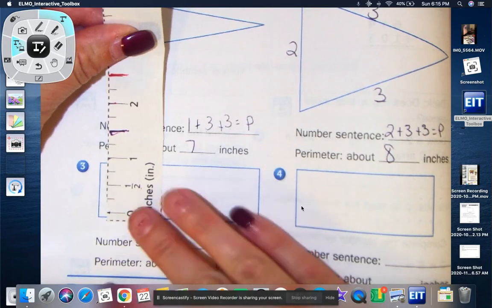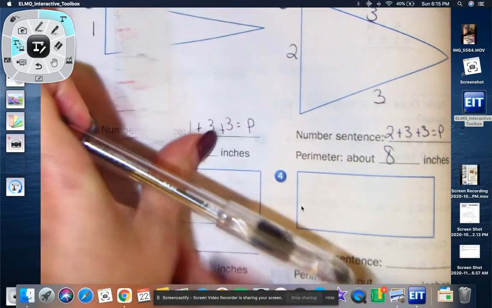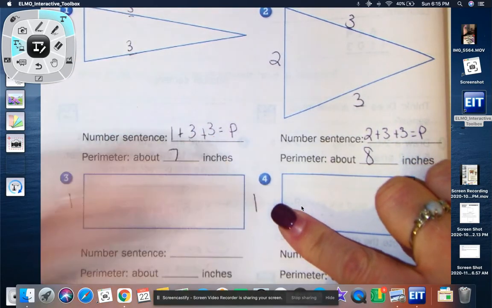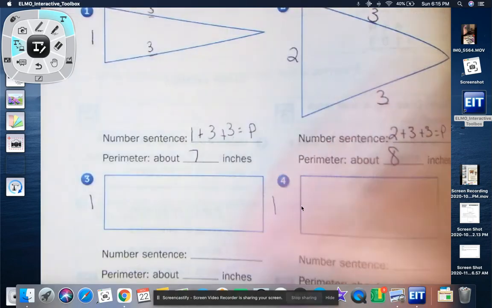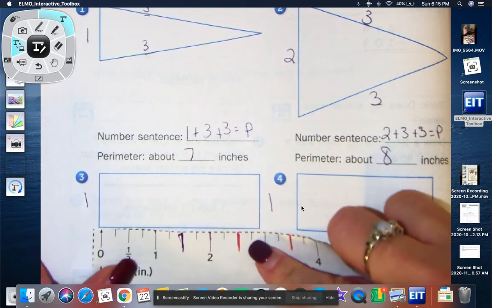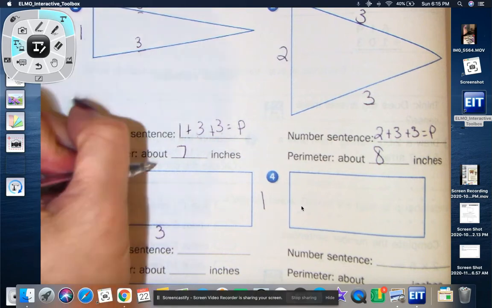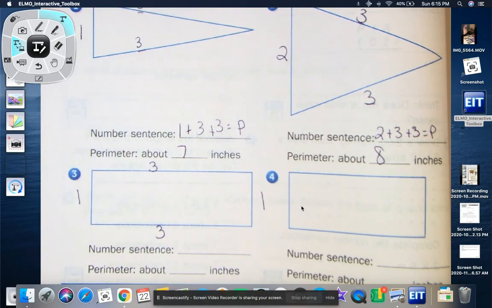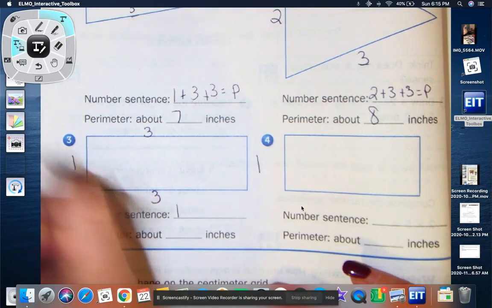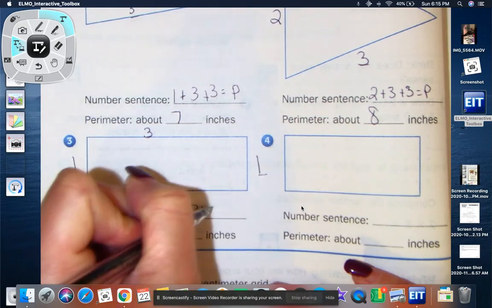All right, what's the length of the short side of this rectangle? It is 1. So what does that mean this side will be? You should have said 1. Let's check the bottom. The bottom is about 3 inches. So what does that mean for the top? 3 inches as well. So my number sentence will be 1 plus 3 plus 1 plus 3.